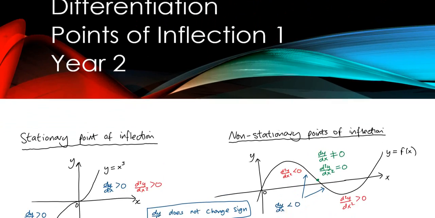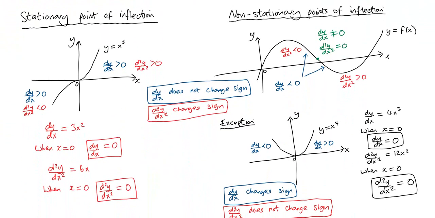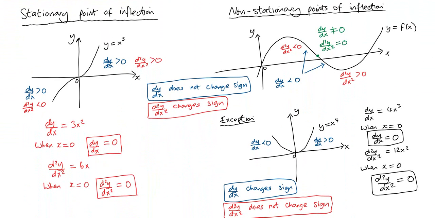In this video I'm just going to talk through all the information you need to know about points of inflection. It's quite a lot of information, so I'll talk through it now. There are two types of points of inflection: stationary points of inflection and non-stationary points of inflection. I'll go through with a green pen and highlight all the different sections.